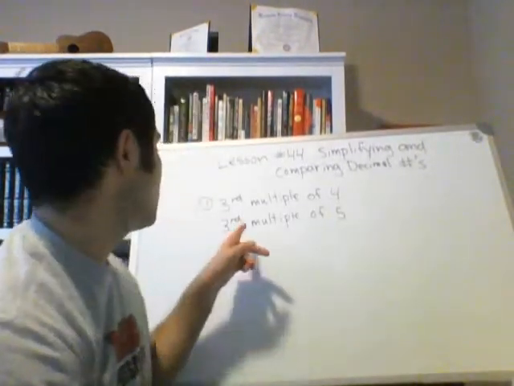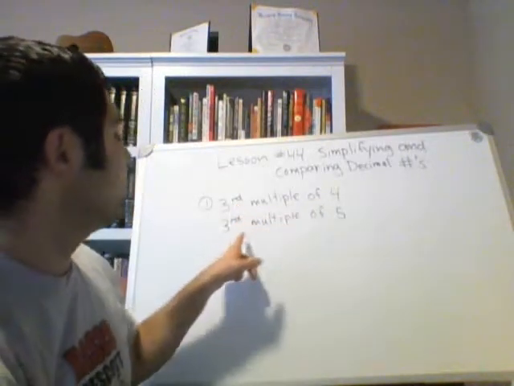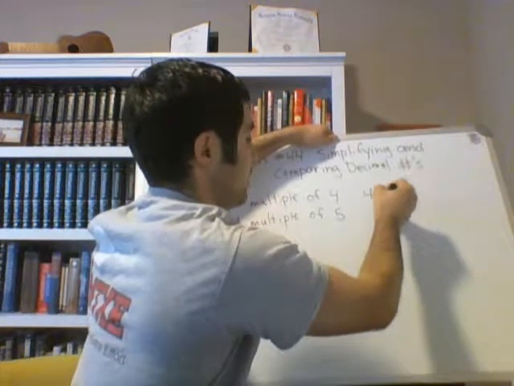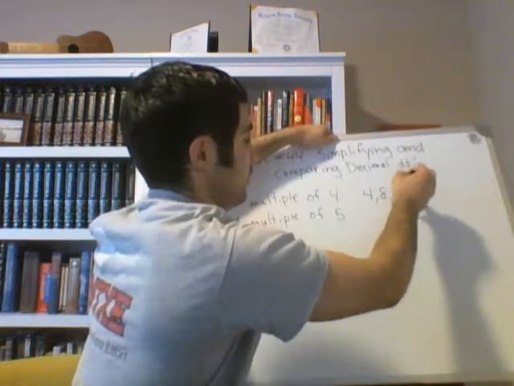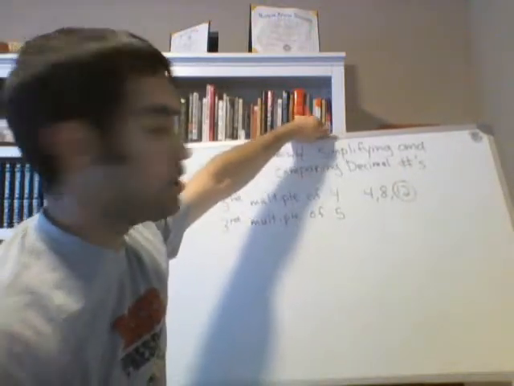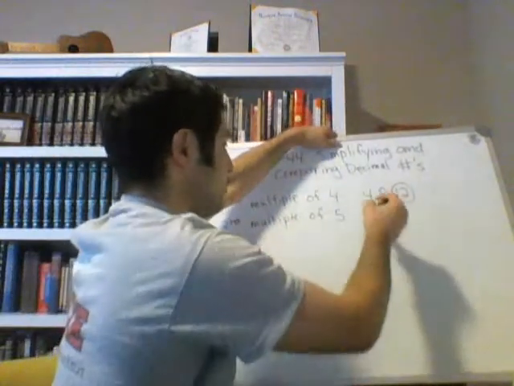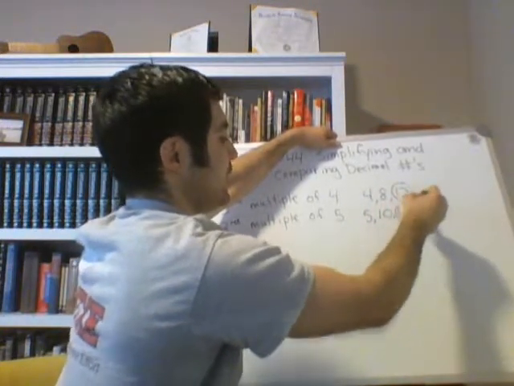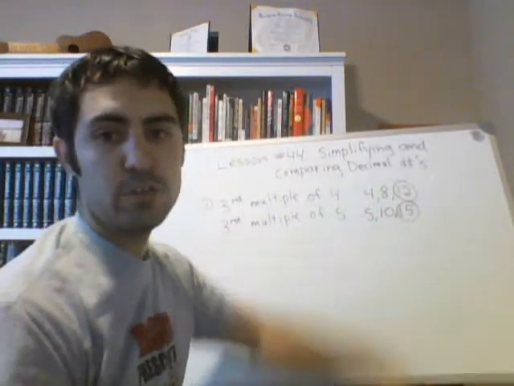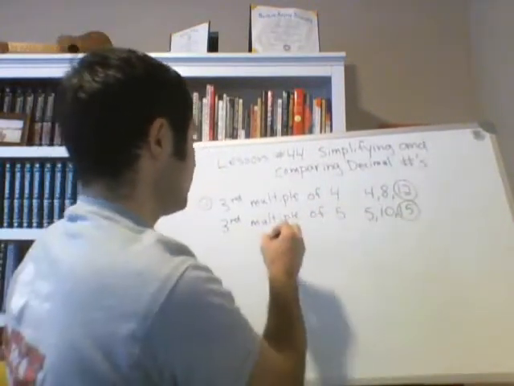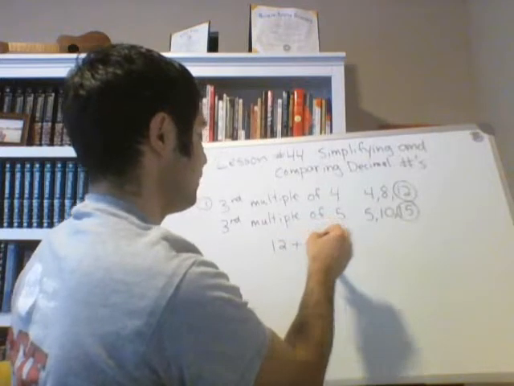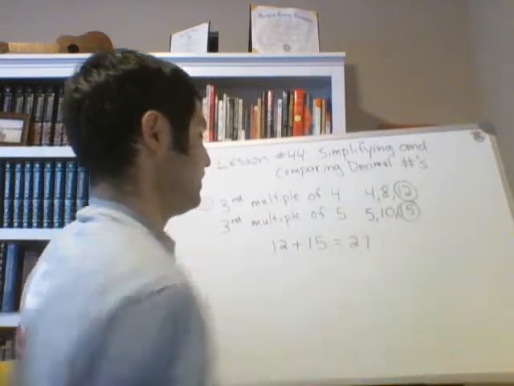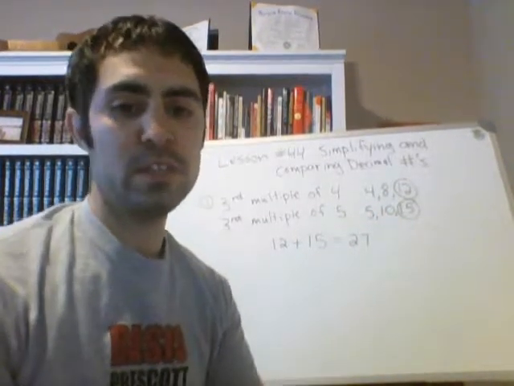Alright, homework help. Number 1 on your homework. It wants a third multiple of 4 and a third multiple of 5. So the third multiple of 4, that would be 4, 8, 12. 12 is the third multiple of 4. Now let's find the third multiple of 5. It would be 5, 10, 15. That's the third multiple of 5. And it wants the sum of those two numbers. So you're basically going to take 12 plus 15. And 12 plus 15 is going to be 27. Alright, so the answer to number 1 is 27.